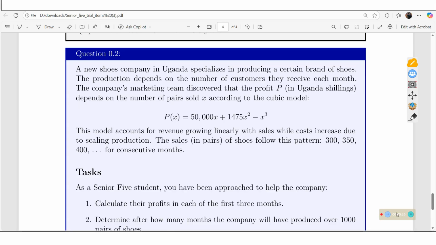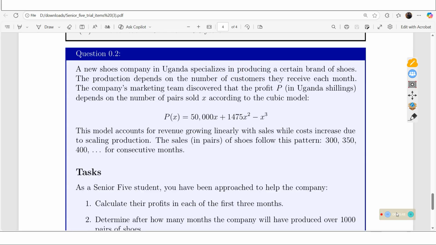In today's session, we shall be looking at item number 2 for end of term 3, mathematics, senior 5. We have so far discussed the required response to item number 1. In case you missed this video, please check the link in the description so you can easily go through item number 1. So we want to look at item number 2.